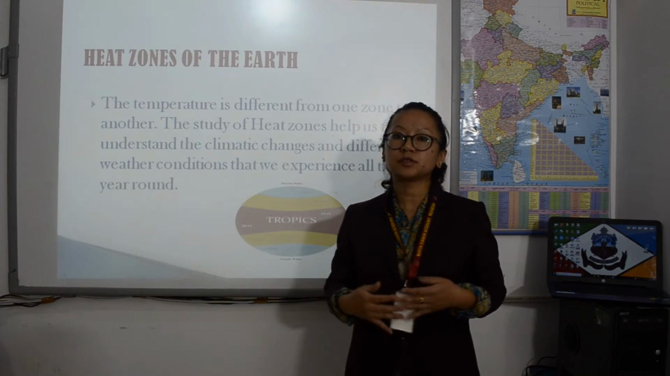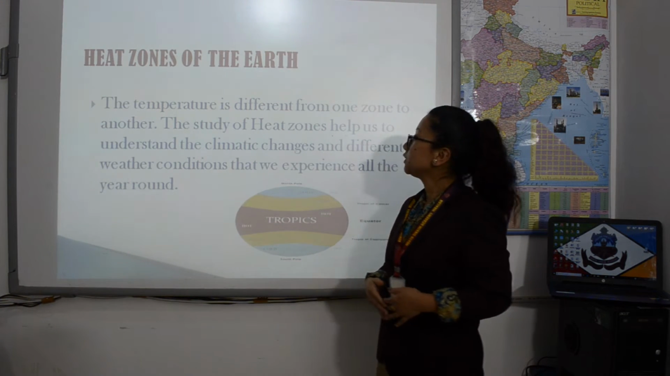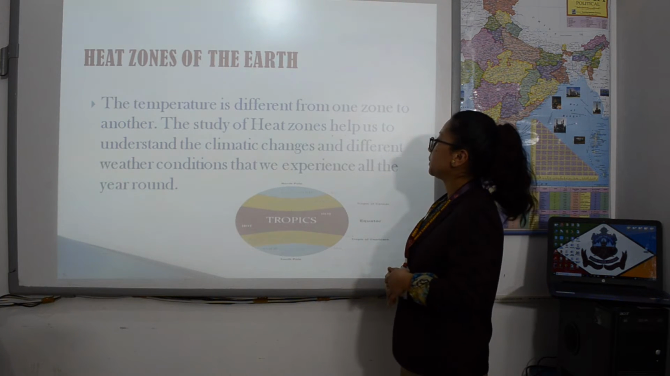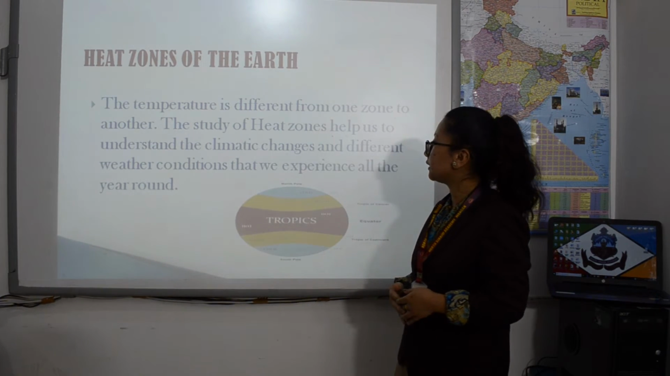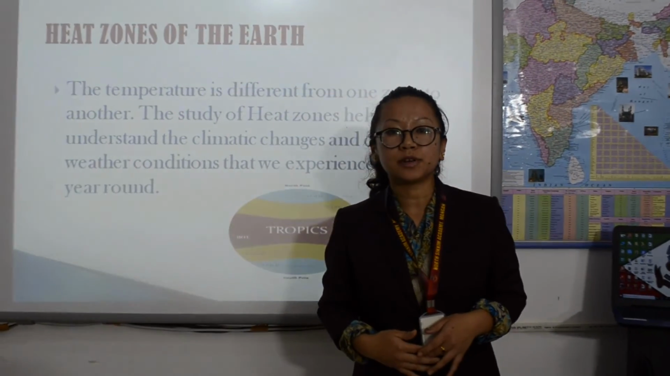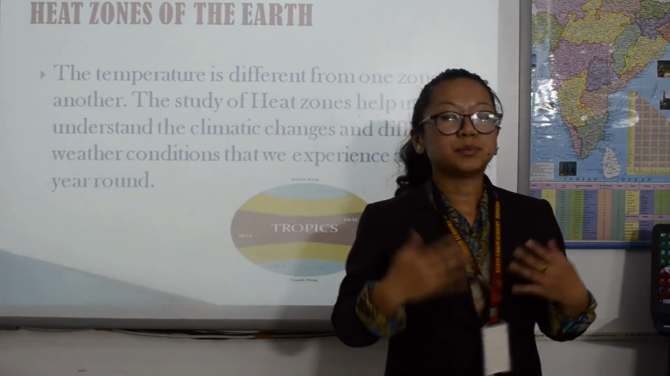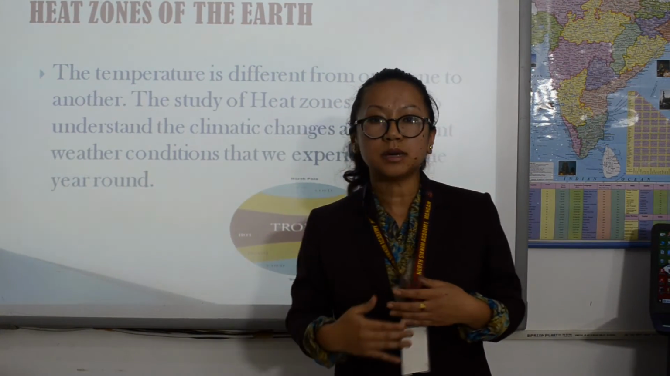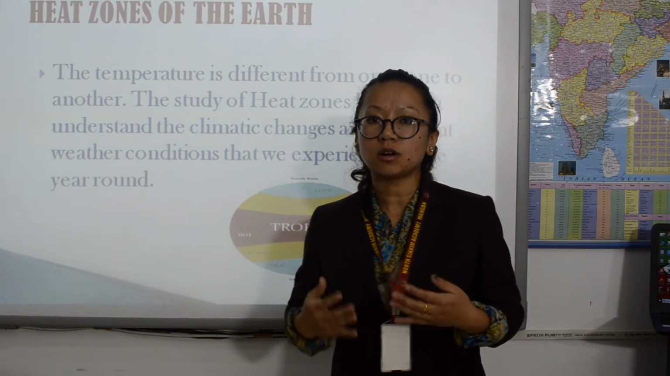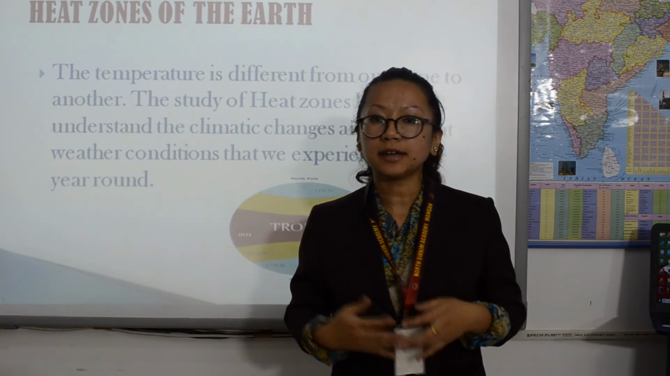So the last topic for today's class is the heat zones of the Earth. The temperature is different from one zone to another. The study of heat zones helps us to understand the climatic changes and different weather conditions that we experience all the year round. For example, as we move towards Lachen, Lachung or Yumthang, the places are very cold as compared to Mangan. And as we come down to Mangalam, we feel a moderate type of climate. And as we move towards Siliguri, it gets hotter and hotter.